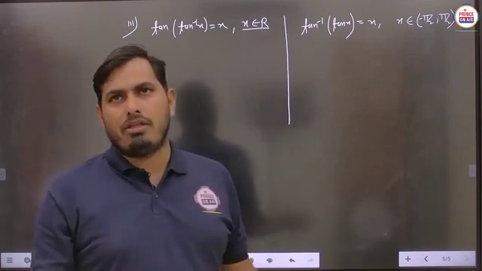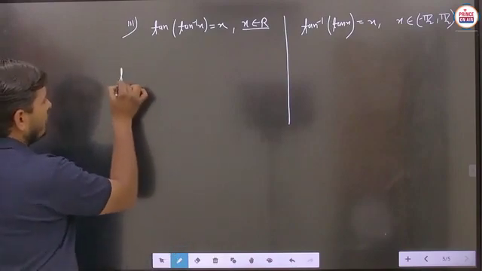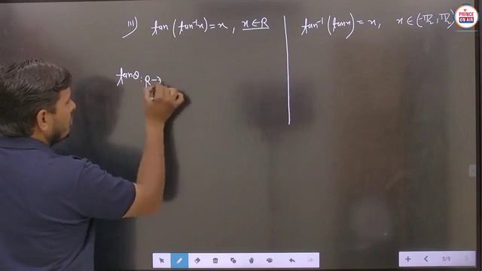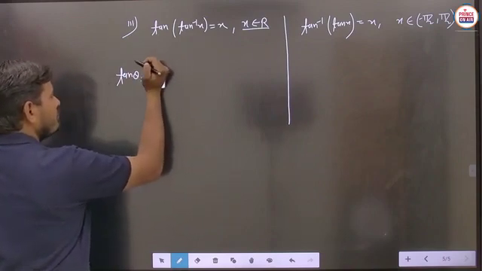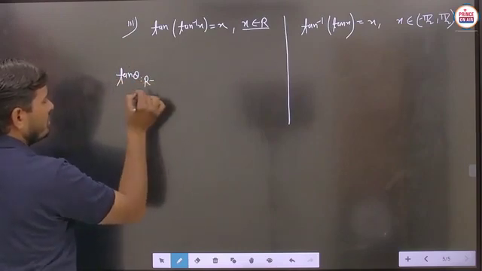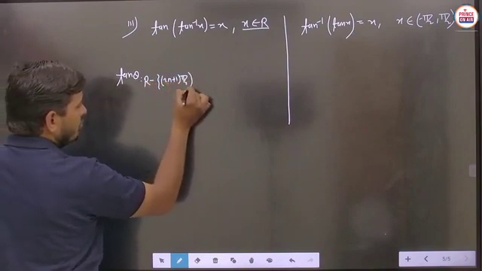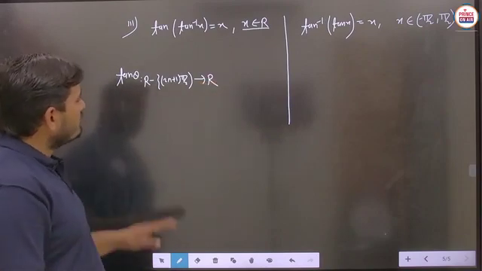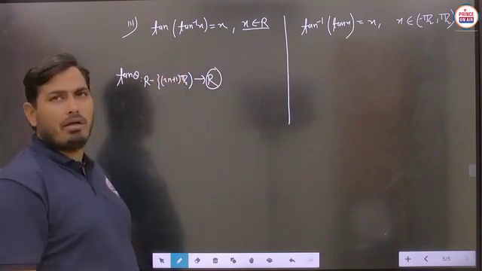You know very well this tan function has a domain and range. If we have to define tan theta, it is to be defined from R minus (2n+1)π/2 to R. This is the answer for the function tan theta. In this tan function, you can check the output: the output should belong to the real numbers.